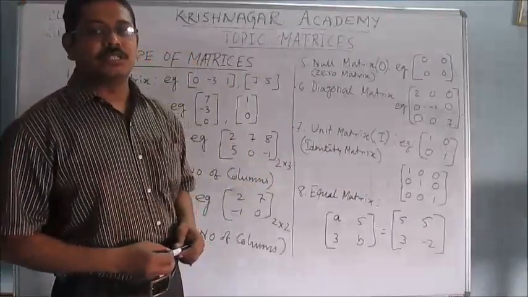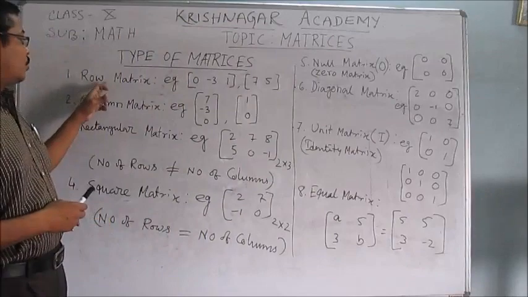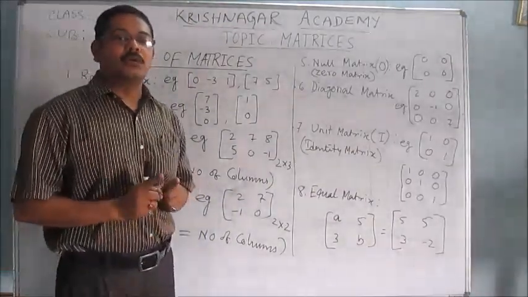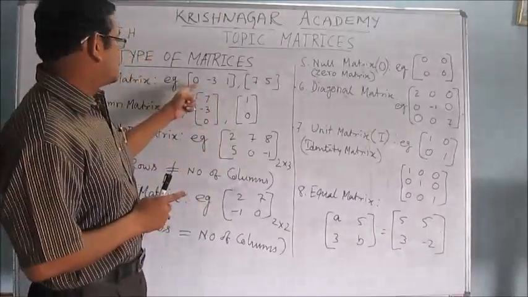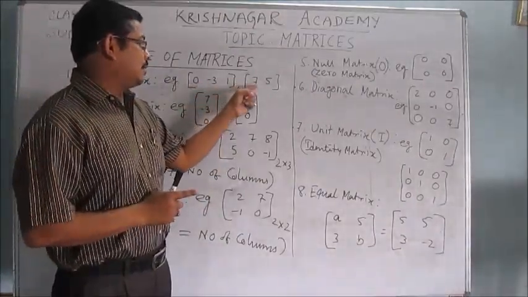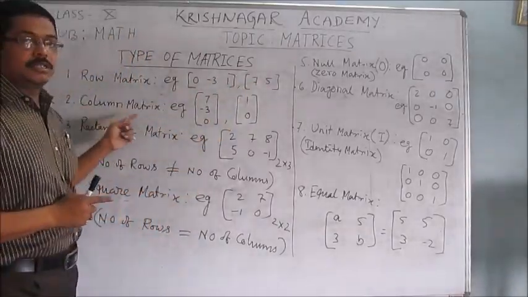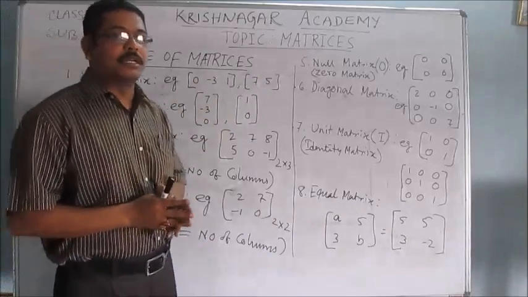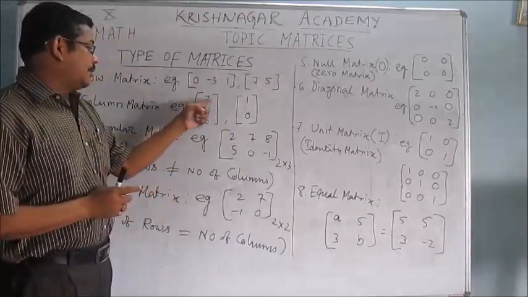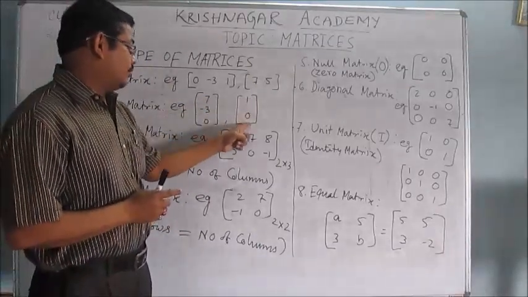Now we have to discuss some types of matrices. Now student, we will discuss types of matrices. Type 1, row matrix. What is a row matrix? A row matrix has only one row. Here I have given 2 examples, 0, -3, 1, and another example 7, 5. Now second type, column matrix. What is a column matrix? A column matrix has only one column. Here I have given 2 examples, 7, -3, 0, and another example 1, 0.